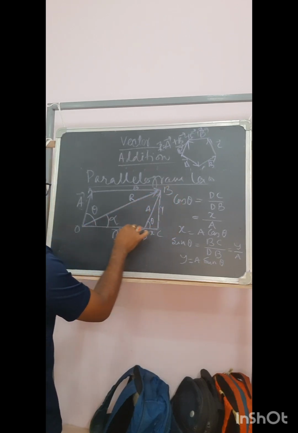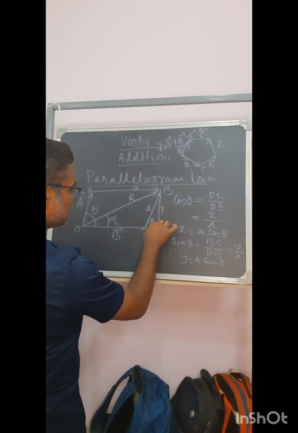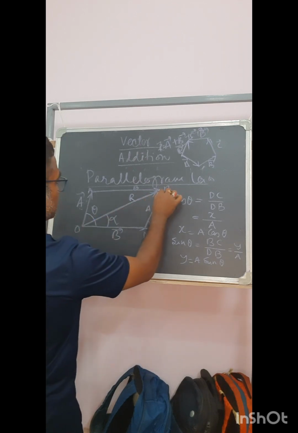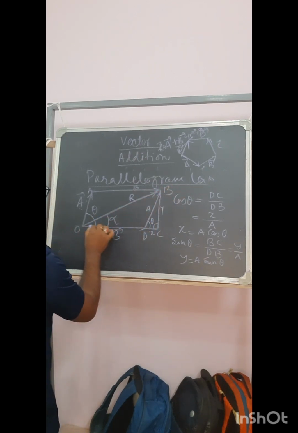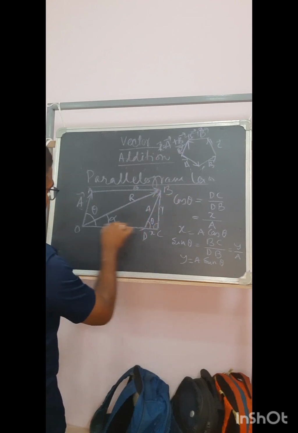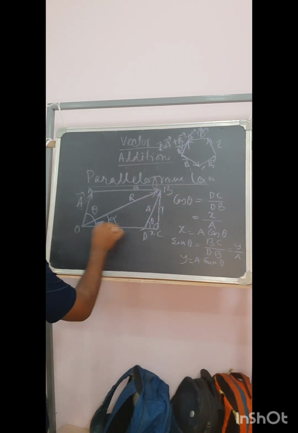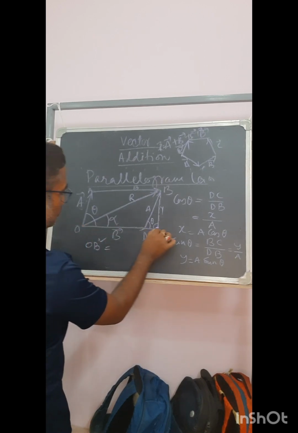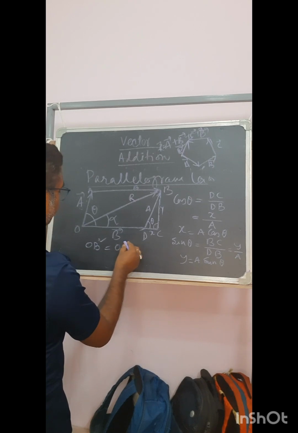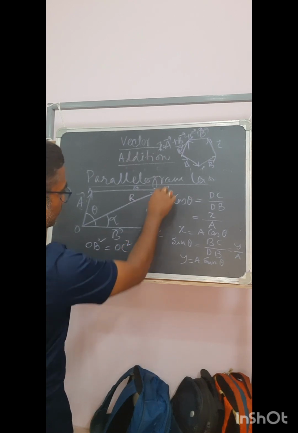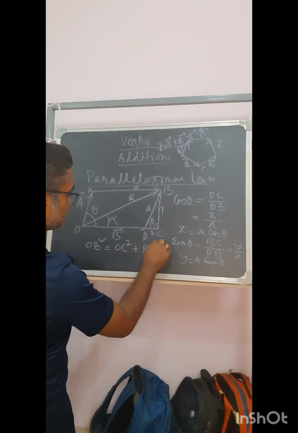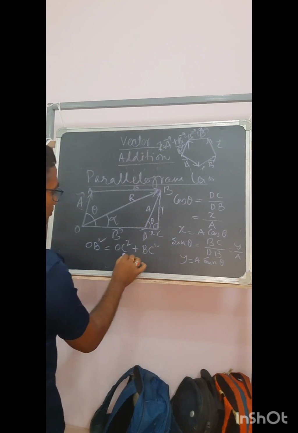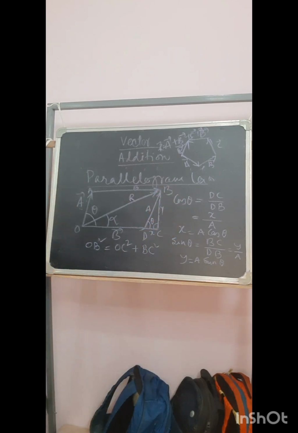If I take this triangle, this is perpendicular, so this is 90 degree. So this is the hypotenuse of the 90 degree, this is vertical and this is the horizontal. So from this I can say OB square is equal to OC square plus BC square as per the Pythagoras formula. That means hypotenuse square is equal to base square plus height square.